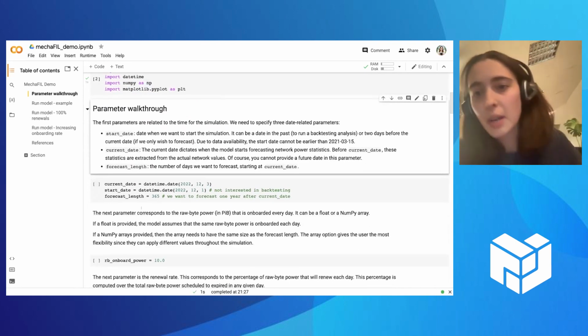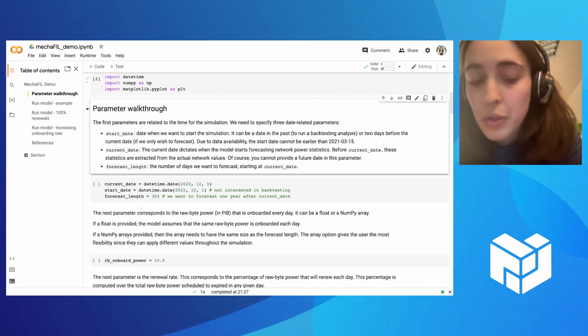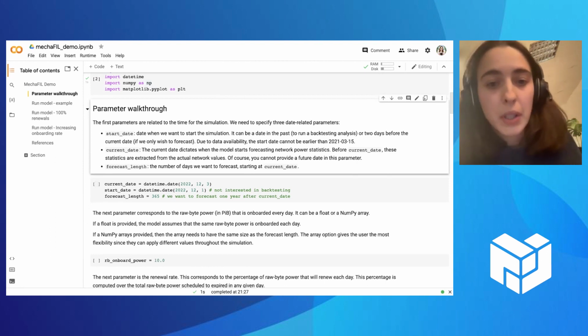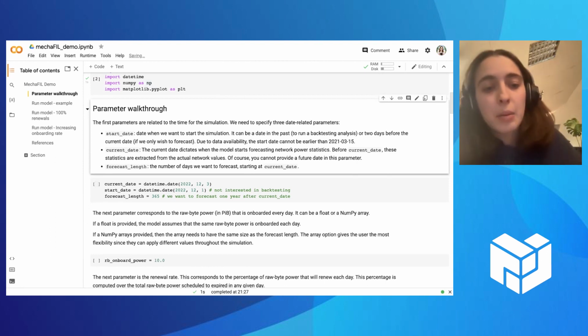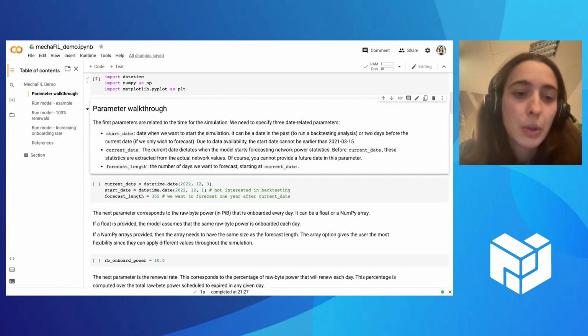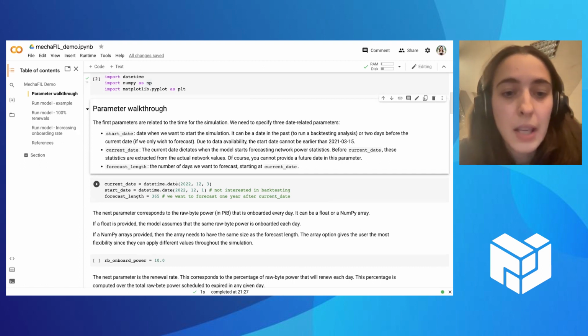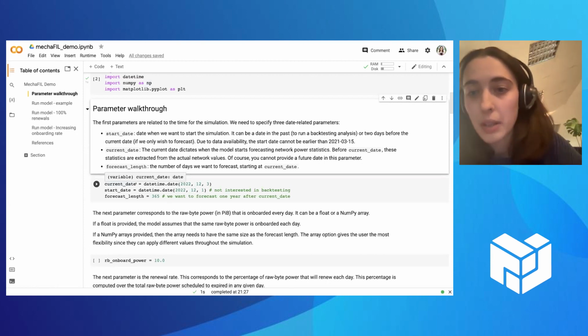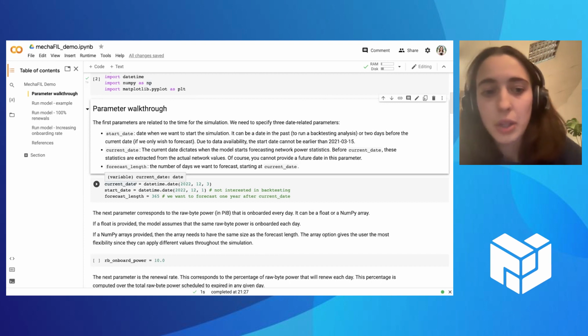And so the first step is defining the parameters for the model. So I'll go over each parameter and what the parameter means. The first few parameters are related to time. So when do we want to run the simulation? We need to provide the current date. This is essentially used for collecting past data that we need to start the simulation.